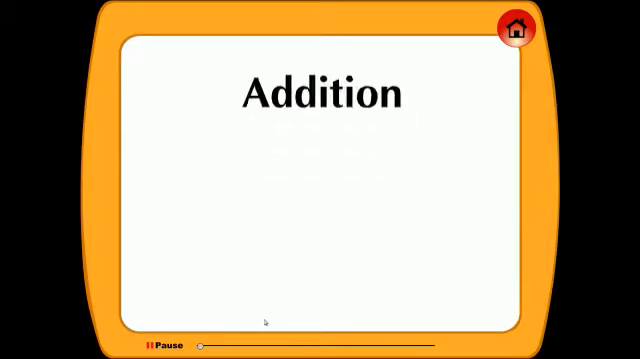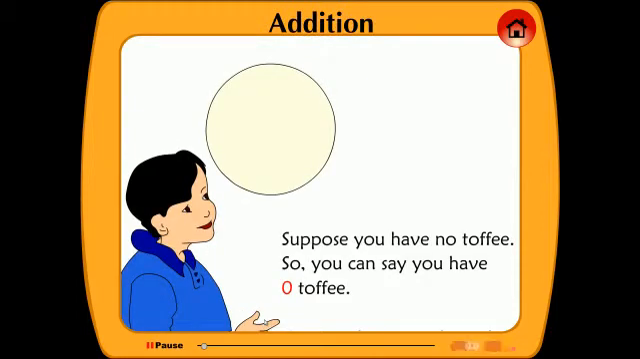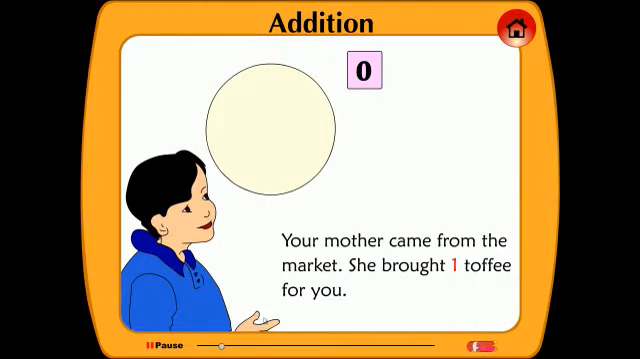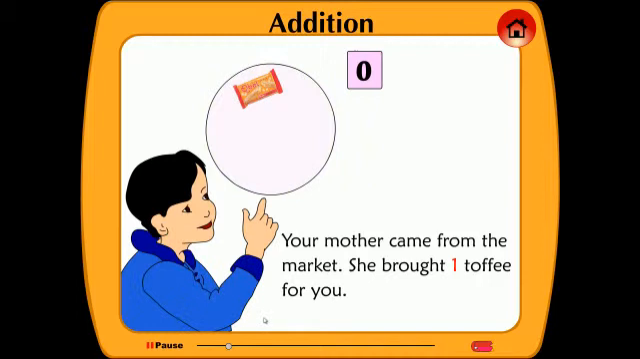Addition. Suppose you have no toffees. So you can say you have 0 toffees. Your mother came from the market. She brought 1 toffee for you. Now you have 0 plus 1 equal to 1 toffee.